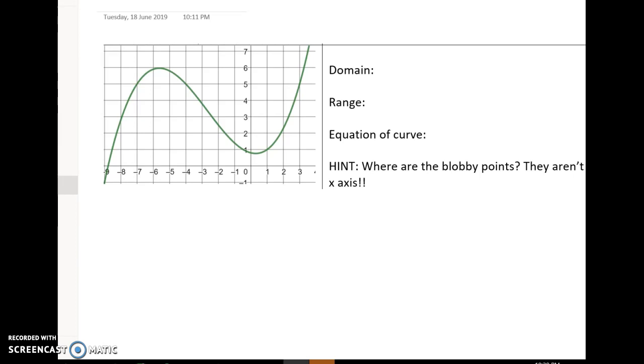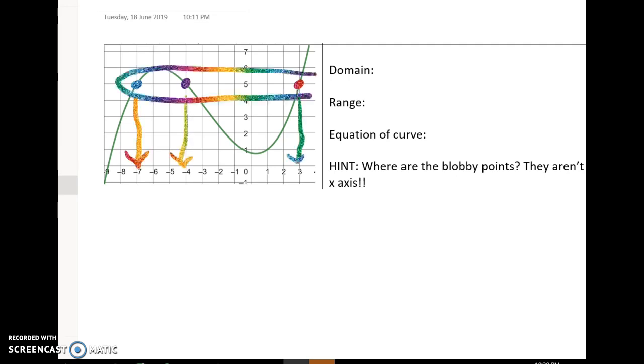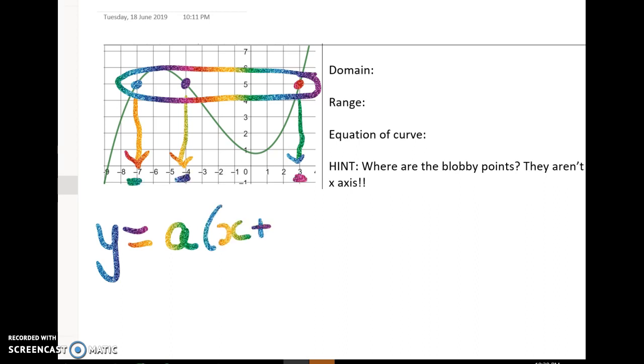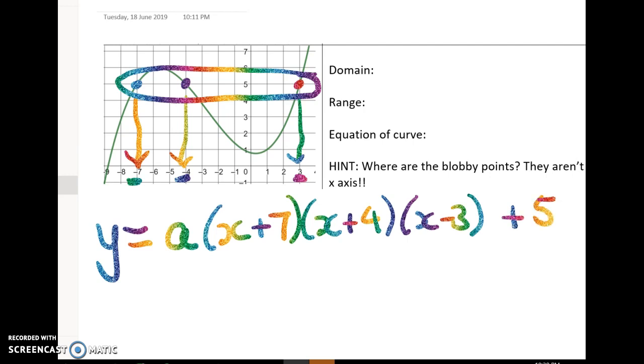So it's kind of hard to do, except that I can see some points here. I've got a blobby point here, and another one here, and another one here. So that makes me really happy, because if I shifted those back down, they would be my x-intercepts. Right, so they're all sitting on a line. That means that I can write the equation like this. I can think of what it was before I shifted it up. So these are the values here where I've got the x-intercepts, right? So I can go a times (x plus 7)(x plus 4)(x minus 3), shifted up by 5.